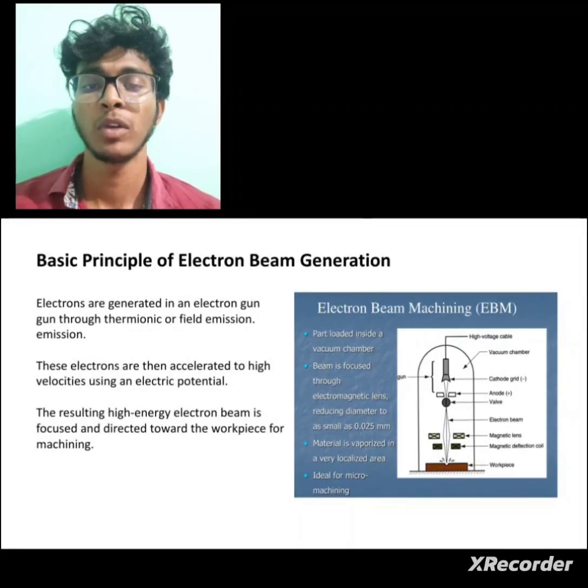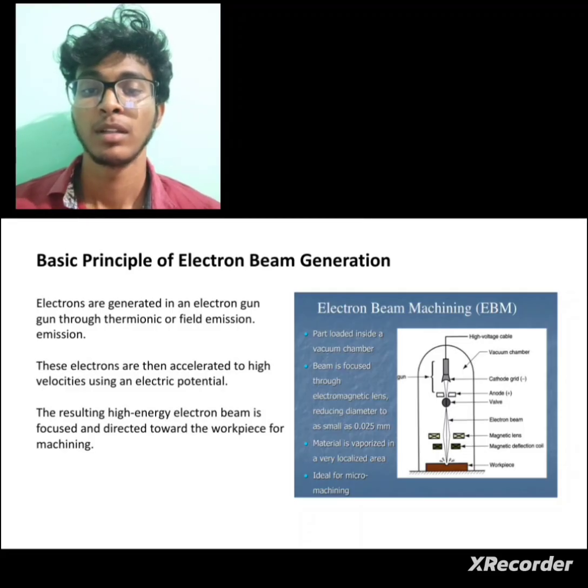Basic principle of electron beam generation. Electrons are generated in an electron gun through thermionic or field emission. These electrons are then accelerated to high velocities using an electric potential. The resulting high energy electron beam is focused and directed toward the workpiece for machining.